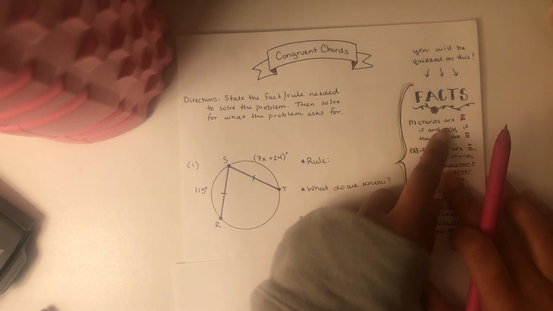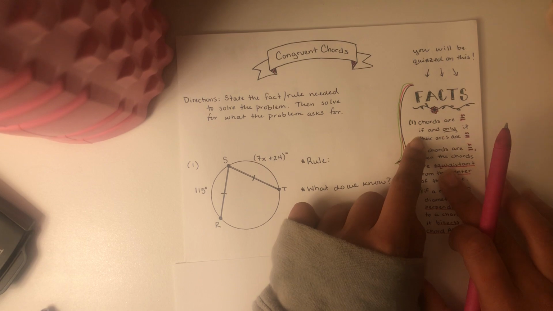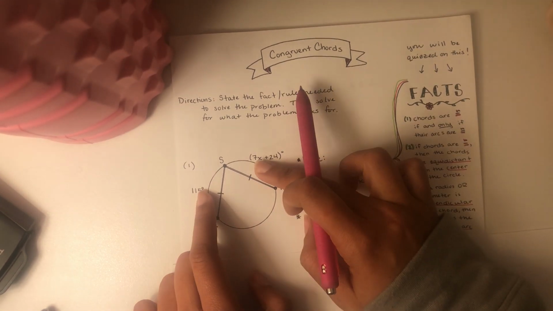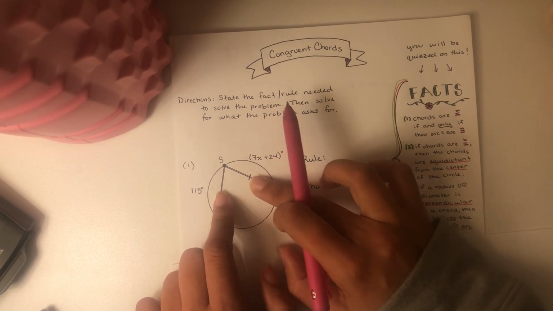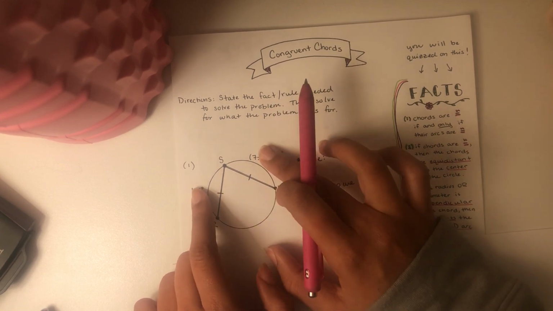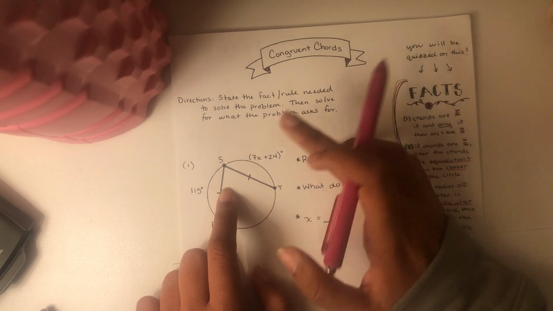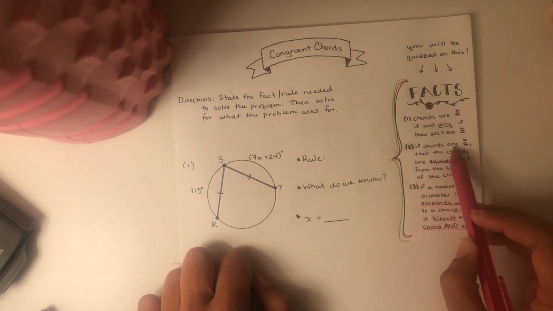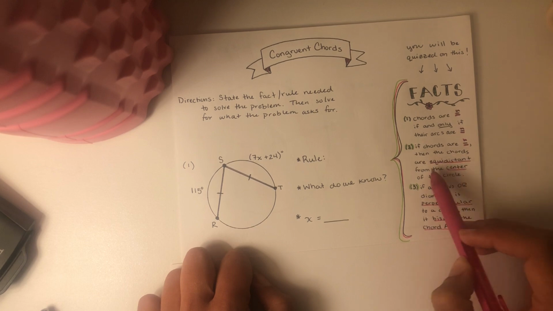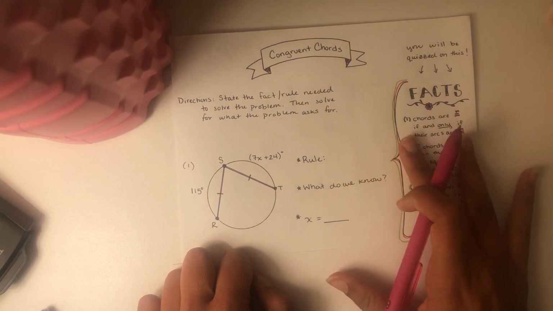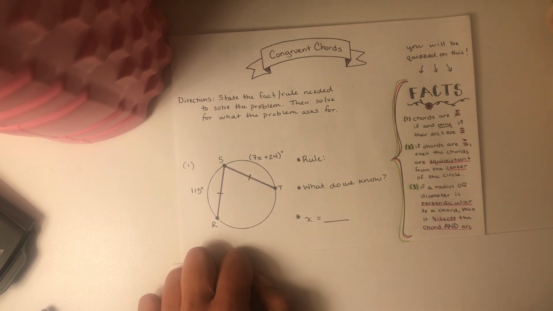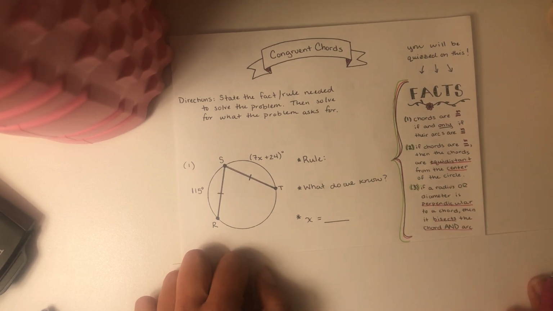So number 1, chords are congruent if and only if their arcs are congruent. So if these arcs are congruent, that means these chords are congruent, right? If this is 115 and this is 115, then this is 10 and 10, for example. All right, number 2, if chords are congruent, then the chords are equidistant from the center of the circle. We'll talk more about that. And then number 3, if a radius or diameter is perpendicular to a chord, then it bisects the chord and the arc. We'll go through that.